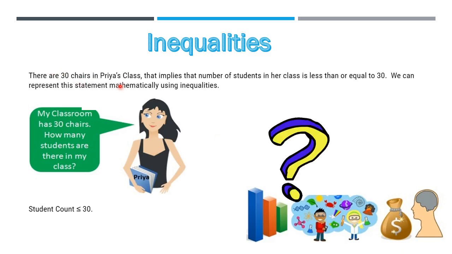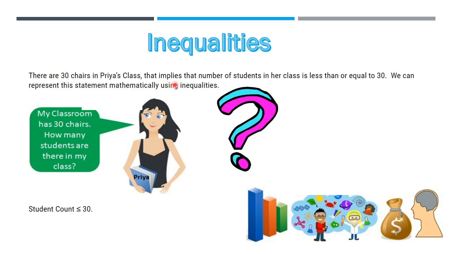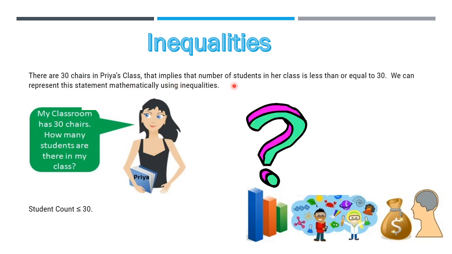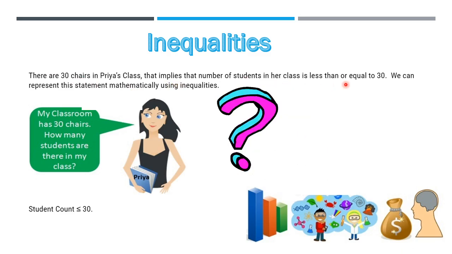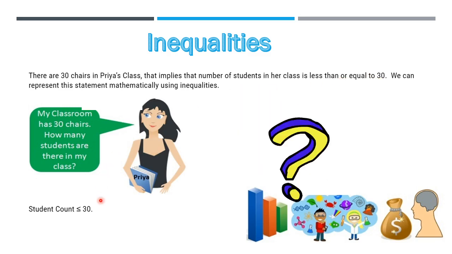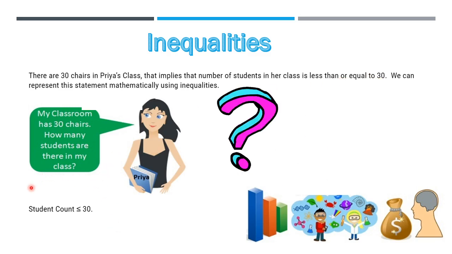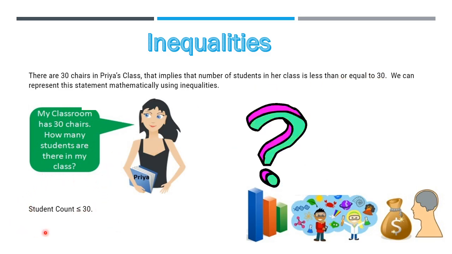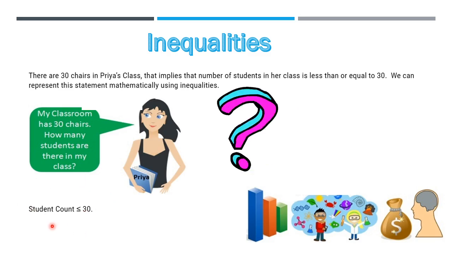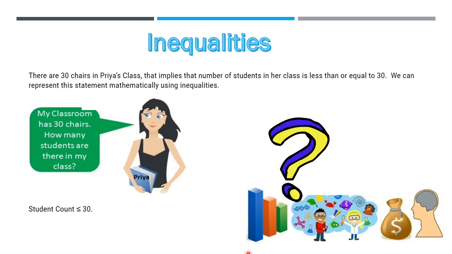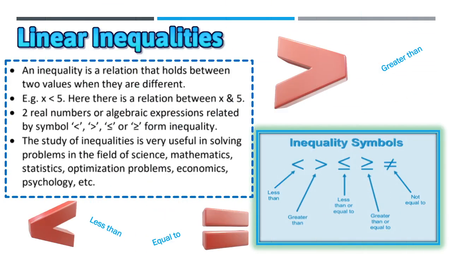If there are 30 chairs in Priya's class, this implies that the number of students in her class is less than or equal to 30. If we represent this situation or statement mathematically, this is called a linear inequality, that students count is less than or equal to 30. How simple is this to understand?